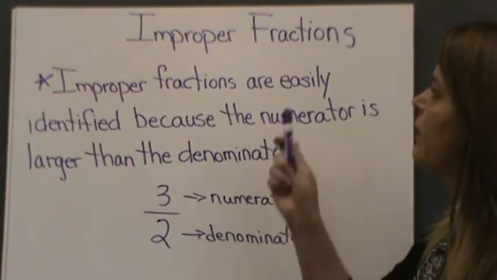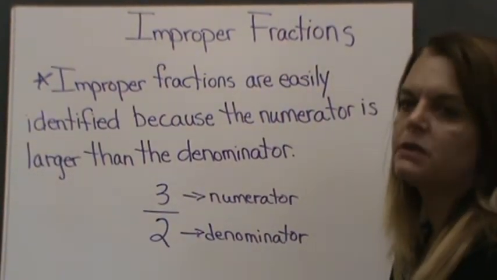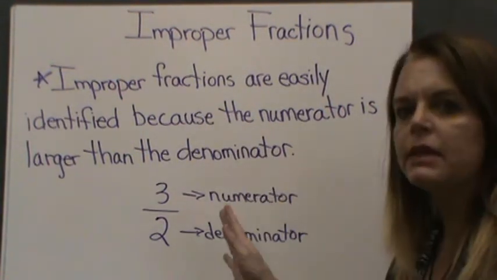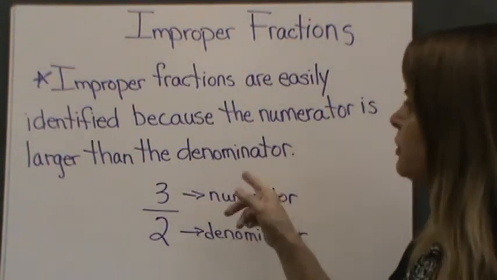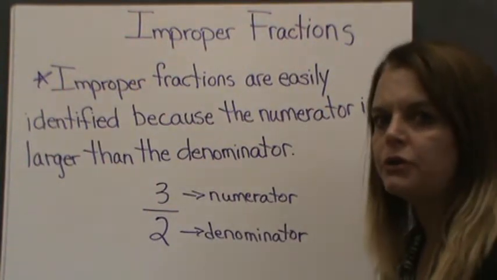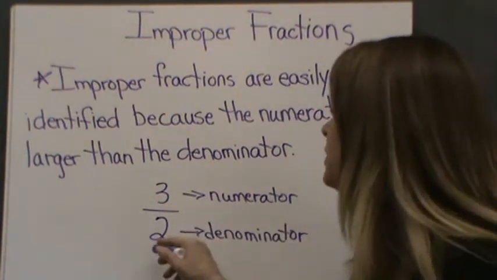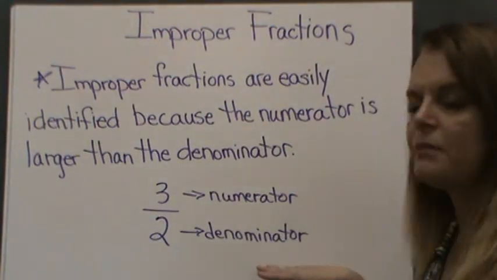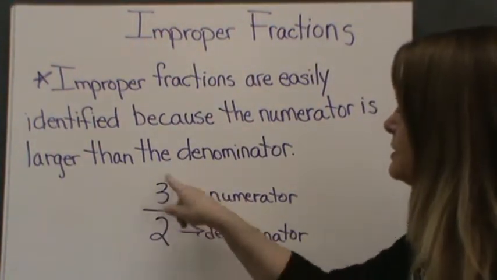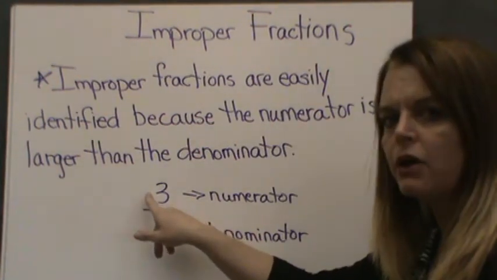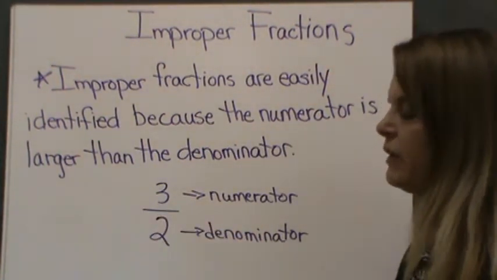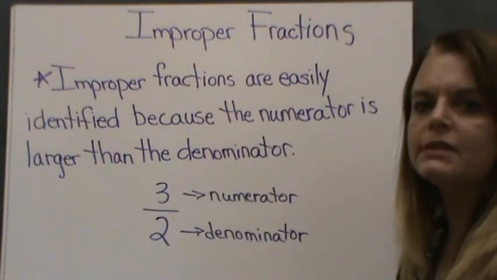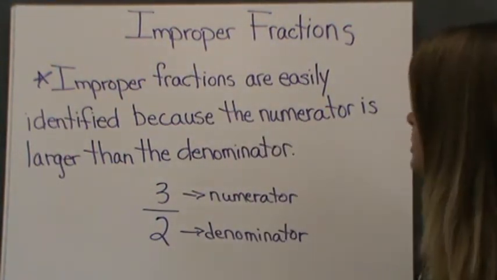Today we're going to be talking about improper fractions. We've talked about different kinds of fractions, but an improper fraction is very easily identified because the numerator is always larger than the denominator. So here's an easy example. We know our numerator's on top, our denominator's on the bottom, but here we see that the numerator is larger than the denominator. Whenever you see this, you're going to know that this is called an improper fraction.